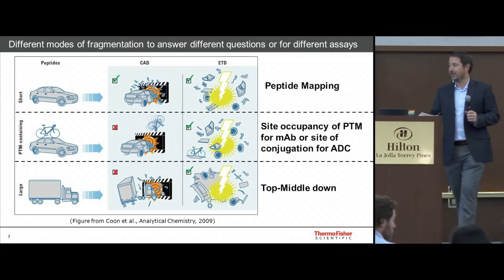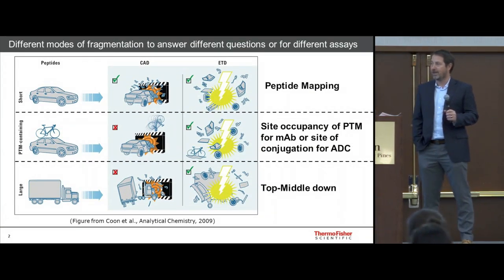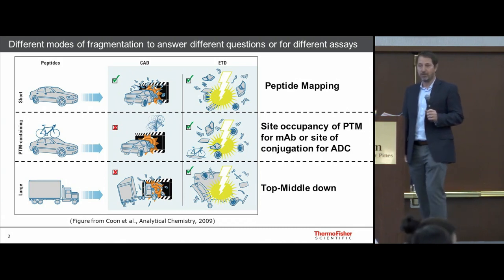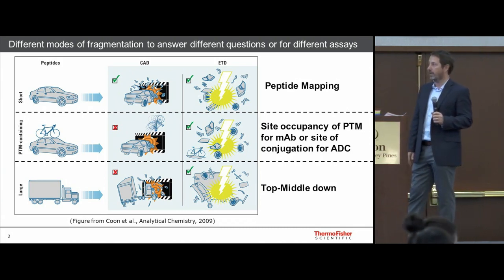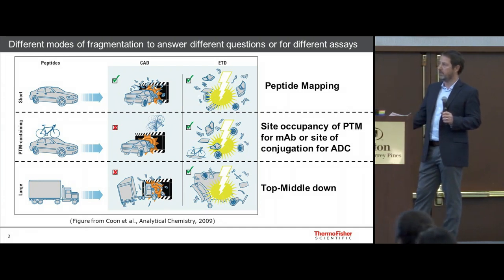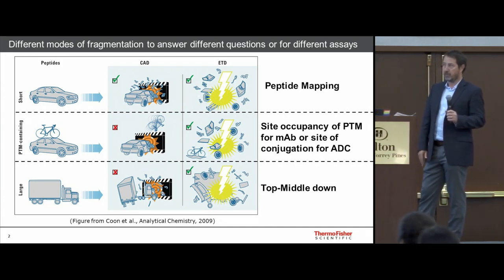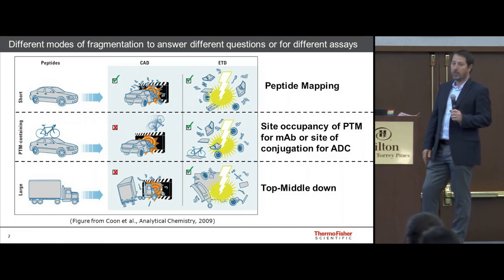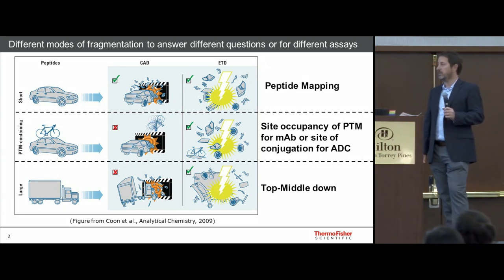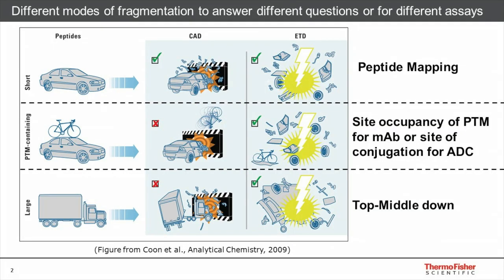So this is a picture from a Kuhn paper in 2009, and it shows you why sometimes you will need a different mode of fragmentation. When you do peptide mapping, you can use CID, HCD, and ETD, and you will get the answer you want. But when the question you ask is the site occupancy of your PTM, or sometimes the conjugation of your ADC, the HCD will not provide you the answer. Also, Aaron showed you some data for middle down, where you can get very good data, but the preferred mode of fragmentation for these types of assays will be ETD.